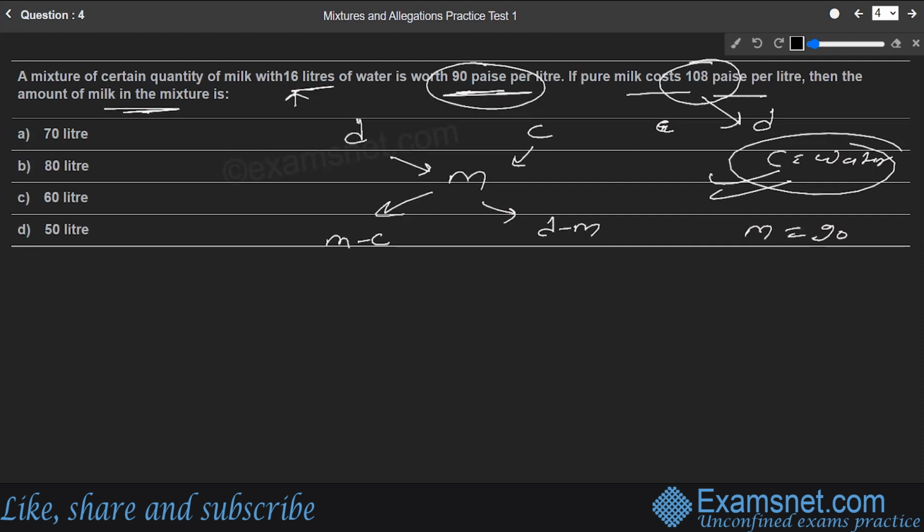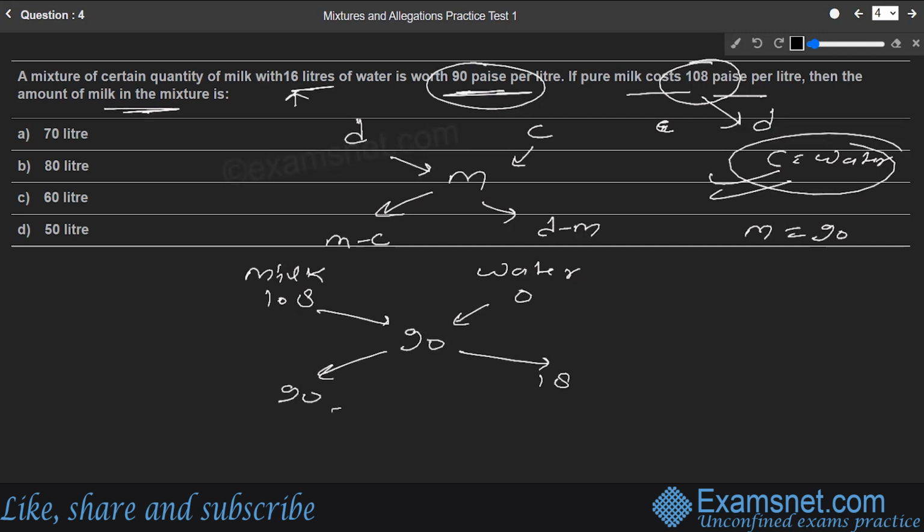The first value given to us is the dearer part, that is the milk part, that is, 108 is the rate. That has been mixed with water with zero price, and the mean price of the mixture has become 90 paise per liter, as they say already. Now in what ratio should they be mixed up? Obviously 90 minus 0 is going to be 90, and 108 minus 90 is going to be 18.